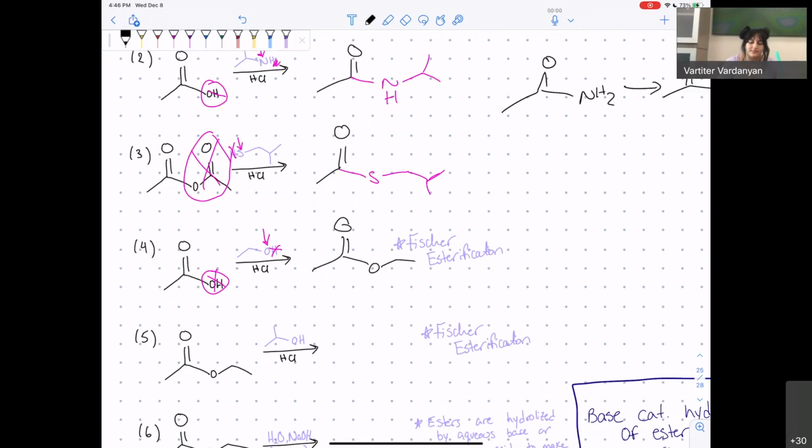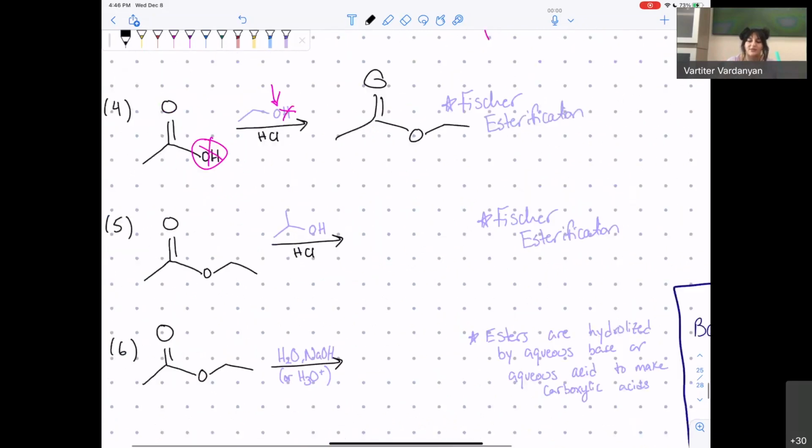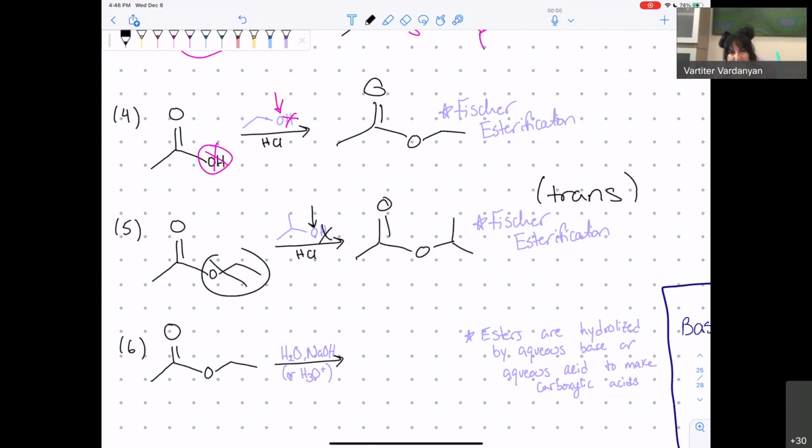All right. Number 5 is a Fischer esterification again, and this one is actually going to be a transesterification. So I'll put that in here. So we get rid of this, get rid of the hydrogen. This guy is a nucleophile, so we get, bam. What makes it trans is just the fact that it goes from one ester to another ester. So it's still an ester, it's just a different ester. And for some reason, we call that transesterification.